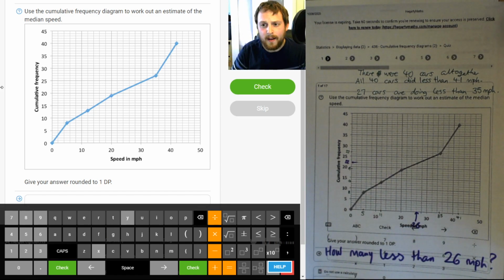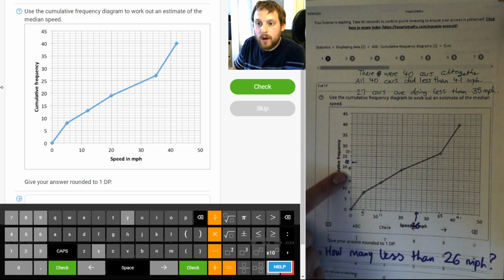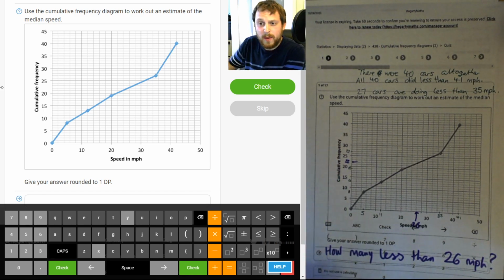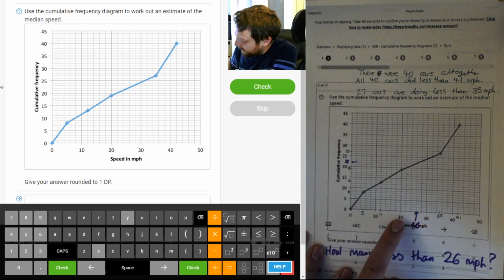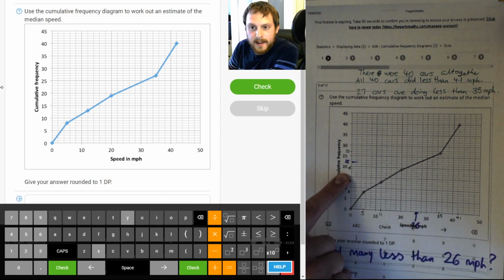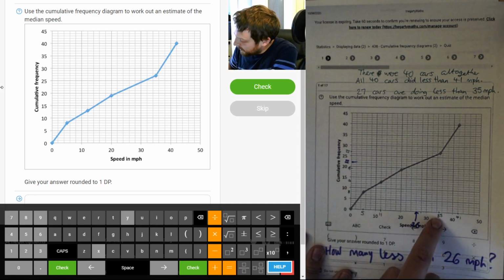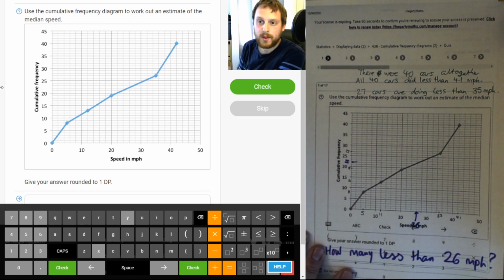Let me say that again. You can tell from this graph that there are 8 cars, which is told by the distance on the cumulative frequency axis, for the cars that we're doing between 20 and 35. For 20 there were 19 doing 20 or less. For 35 it's 27 cars or less, and 27 take away 19 is 8 cars that must have been doing between 20 and 35.